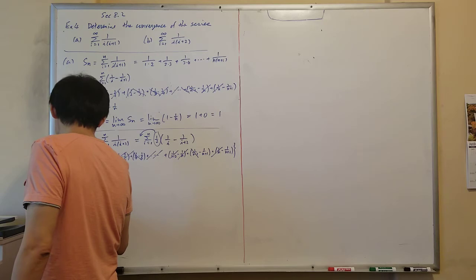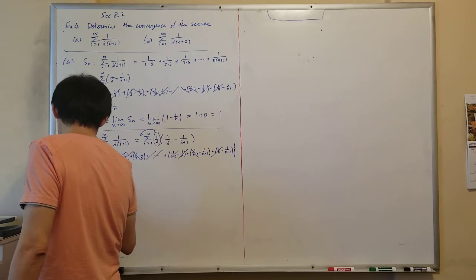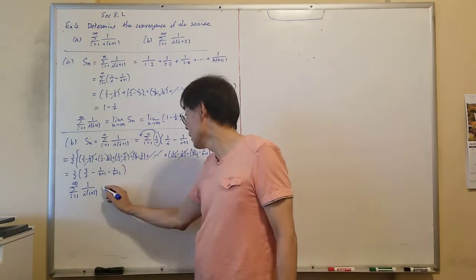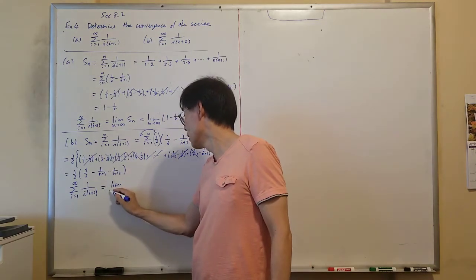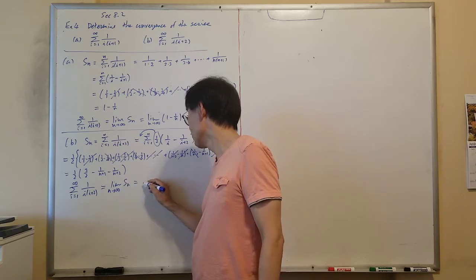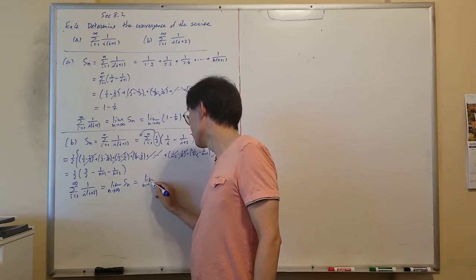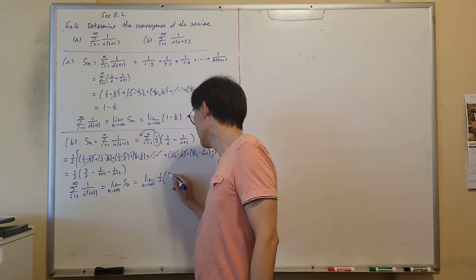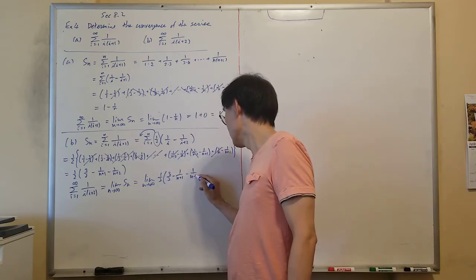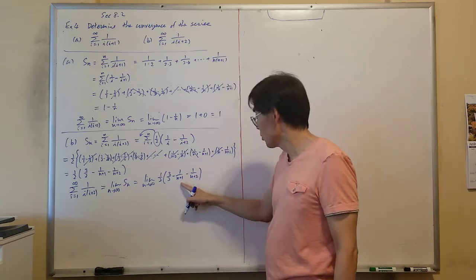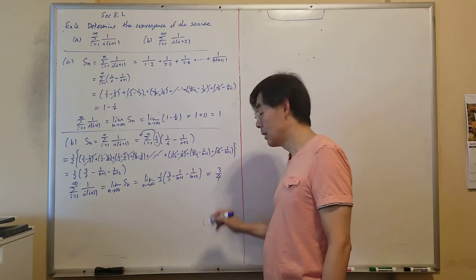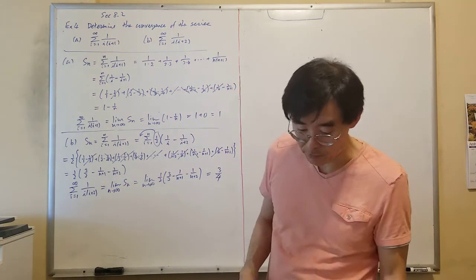So the infinite series, sum from 1 to infinity of 1 over i times i plus 2, is the limit as n goes to infinity of Sn, which is 1/2 times 3 over 2 minus 1 over n plus 1. And this one goes to 0, this one goes to 0. 3 over 4. So it'll approach 3 over 4.